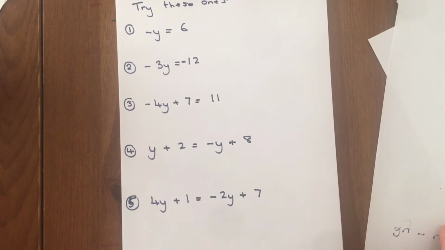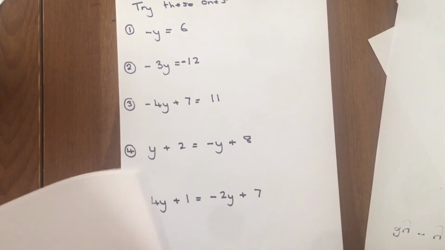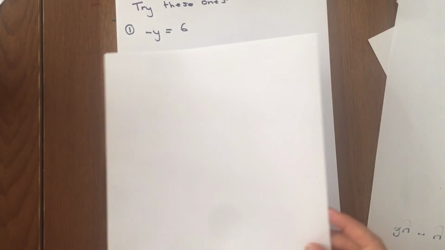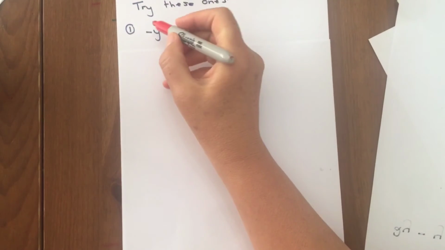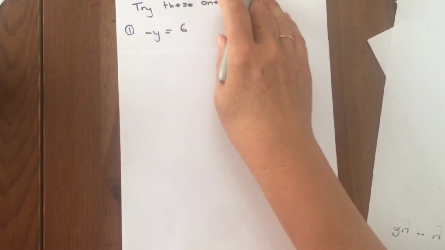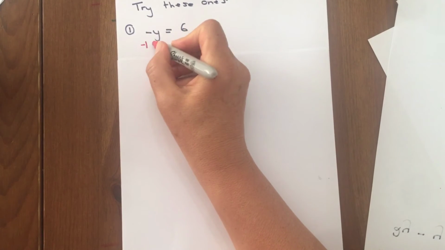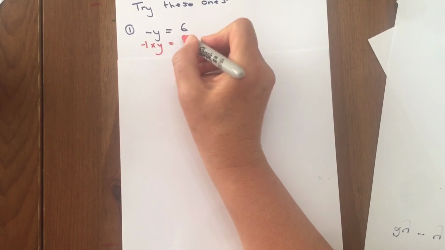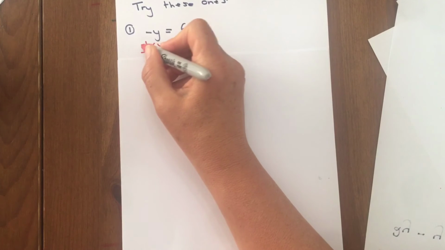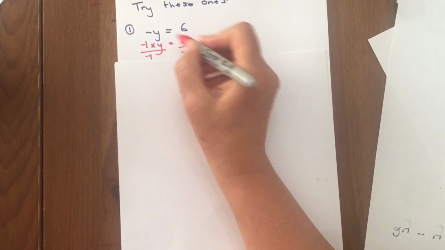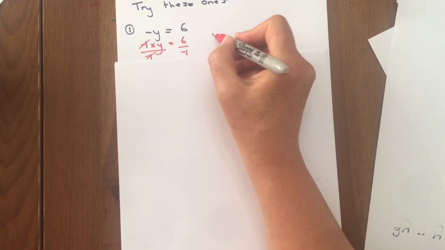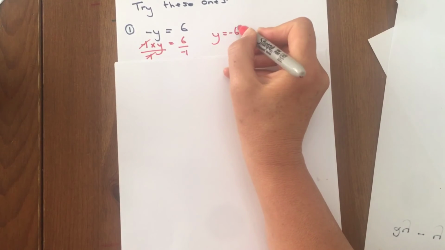Okay, first one. The first thing I'm going to do here is to divide both sides by -1. Remember, another way of looking at this is -1 times y. The opposite of timesing by -1 is to divide by -1. These will cancel, so y equals -6.